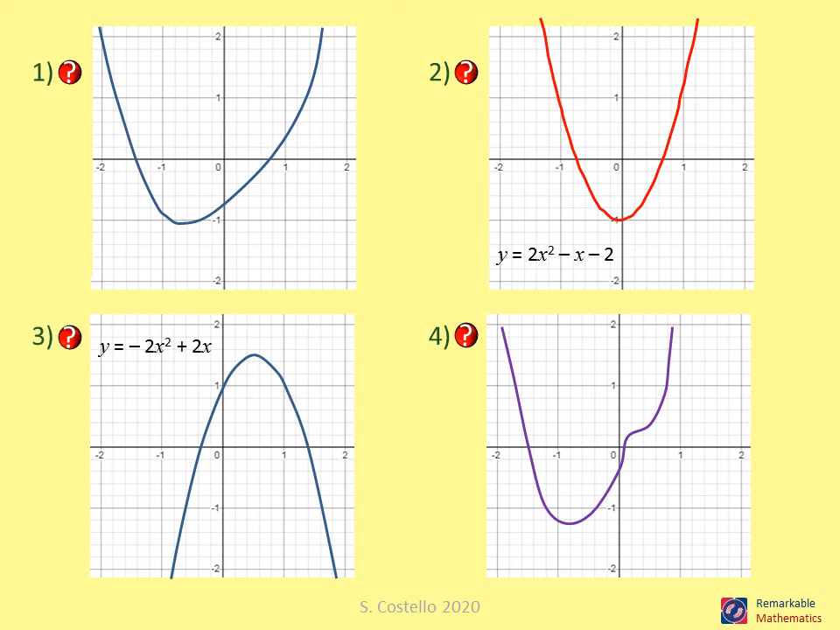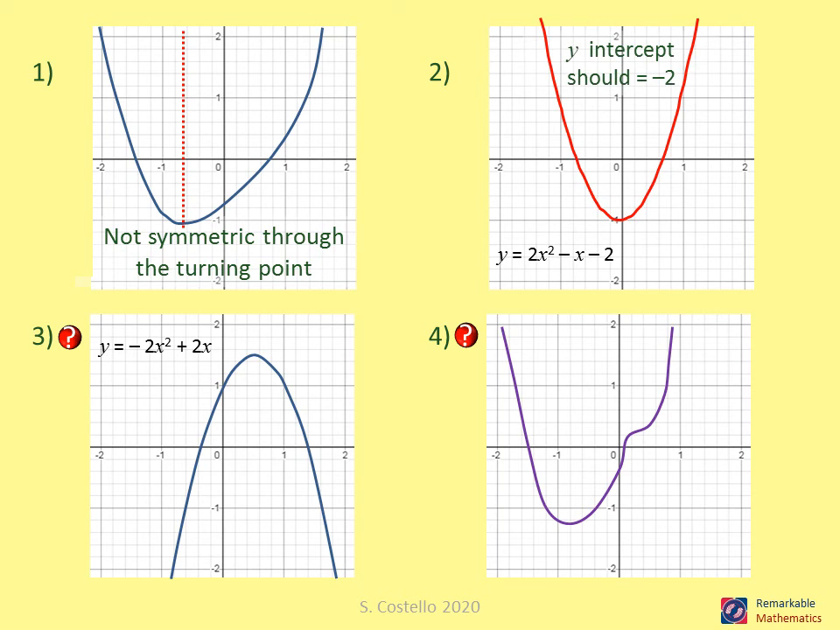Well, graph number 1, it's not symmetrical through the turning point. It's larger on one side than it is on the other. Graph number 2, the y-intercept should be -2. So the c term in this equation is -2, yet the graph is crossing at -1.